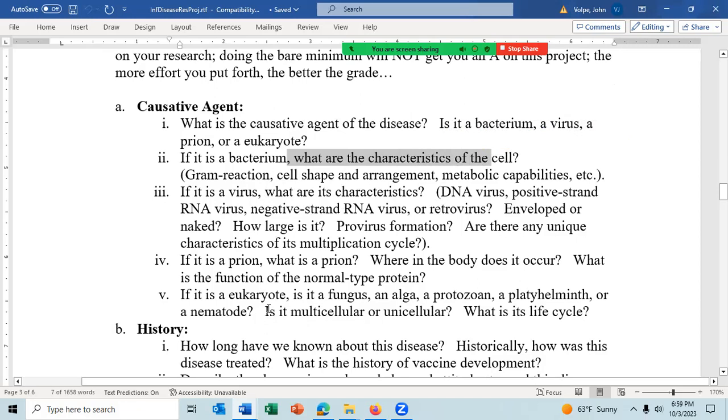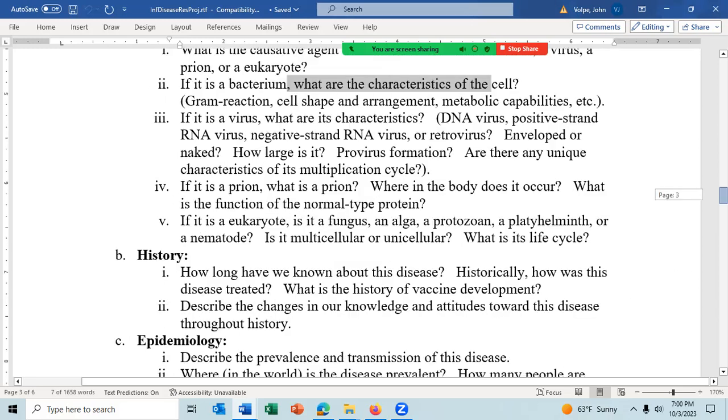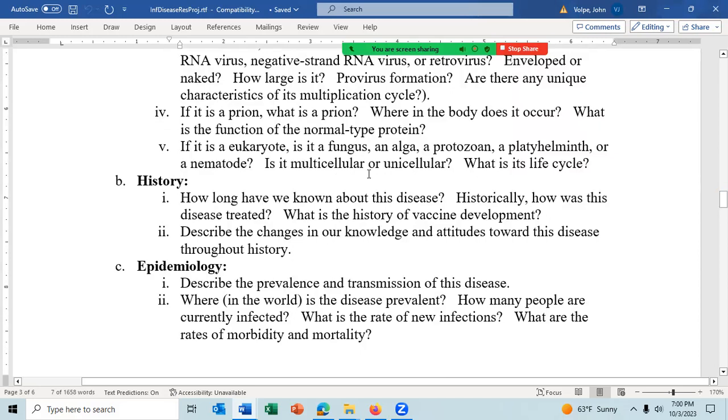I'm not going to read all of it, but I'll mention if it's a eukaryote, you should state whether it's a fungus, an algae. I don't think there's any human diseases caused by an algae, but a protozoan or a platyhelminth, or a nematode, sorry. State whether it's multicellular or unicellular, and what is its life cycle. Malaria is one that students often use, which is a eukaryote.